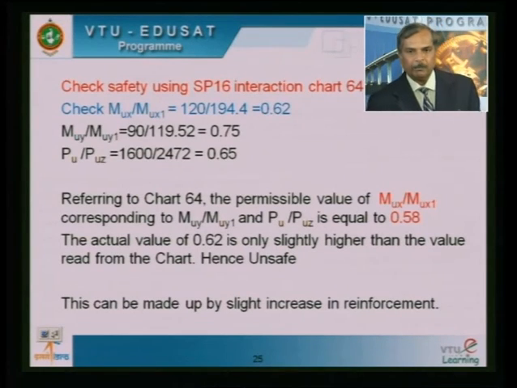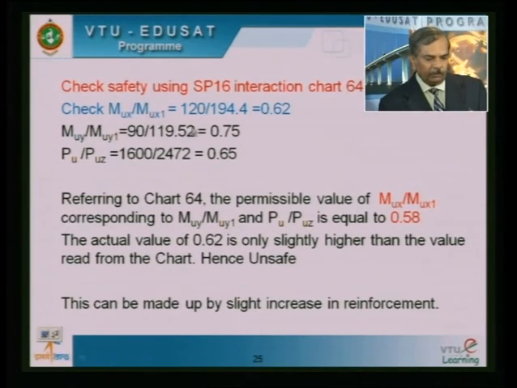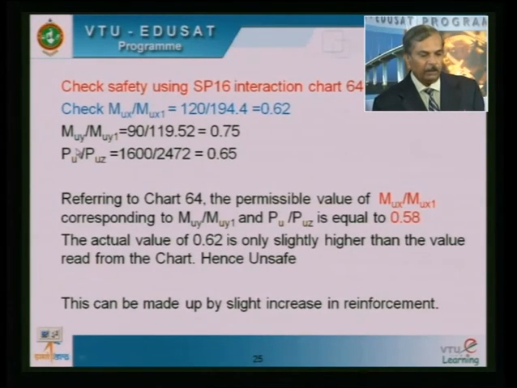Now, how to check the safety? I will be using the interaction equation, which is in the form of a graph. Chart 64 has been referred for that. Out of these 3 values, I have the ratio MUX by MUX1, I have the ratio MUY by MUY1, and I have the ratio PU by PUZ. In fact, I have calculated the value of alpha n also. You can calculate that. The equation itself can be used, but let us see how to use the graphs.